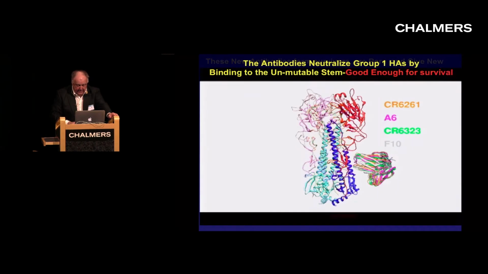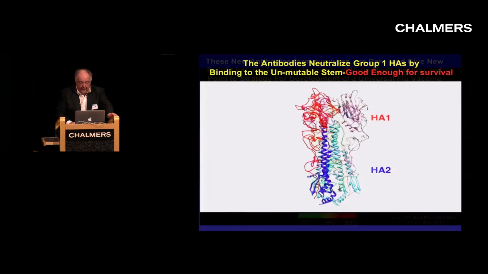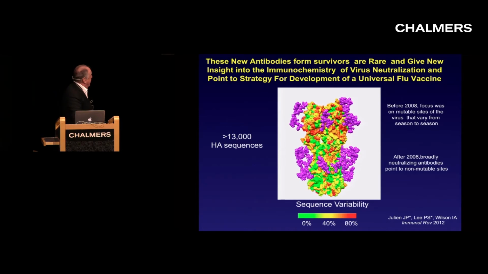Did I say, just a second here? Yeah. How do we think about these antibodies? The antibodies neutralize the group 1 virus broadly by binding to the unmutable stem, which is good enough for survival. It's a way of buying time, really. I showed you that, I won't show it to you again. And here's an interesting analysis.